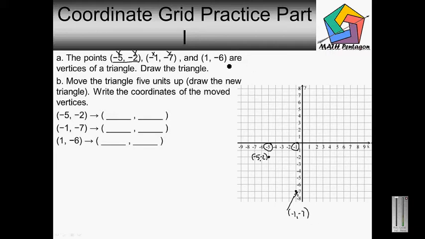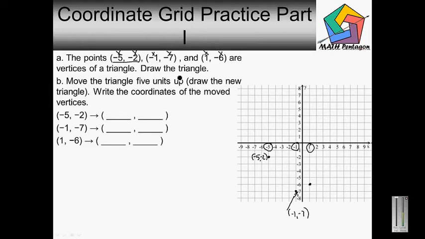Okay, and now we have 1. This x is 1, and the -6 is our y. So 1 is right here, and for -6 we go down and plot the point right here.